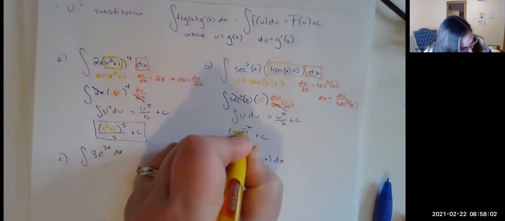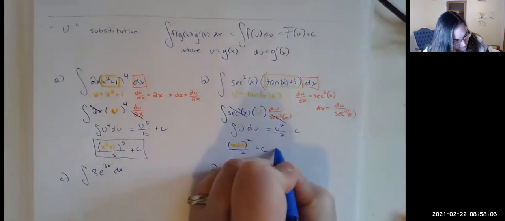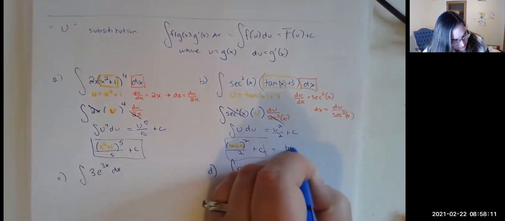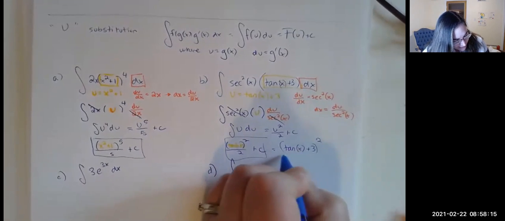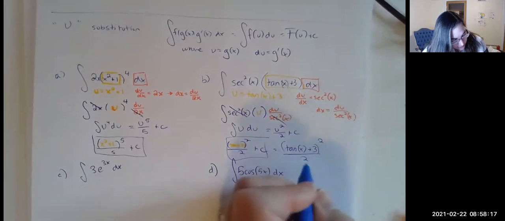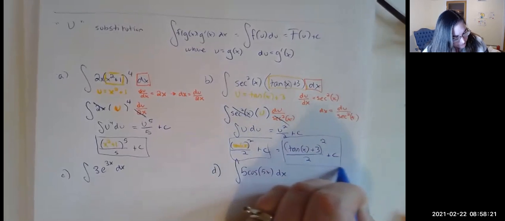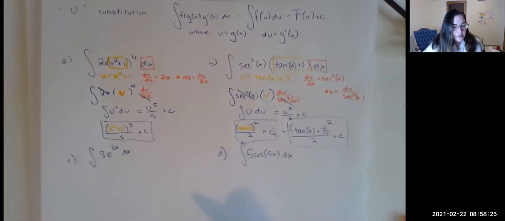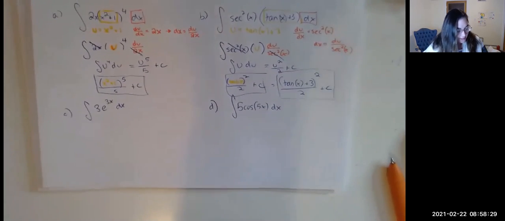Tangent of x plus 3. Let me rewrite. It's so small. This is an answer, but let me just rewrite it because this is an instructional video and I want it to make sense. All right, tangent of x plus 3 squared over 2 plus c. All right, so that's example 2. Let's do the last 2, and then hopefully you'll be all set for practice.